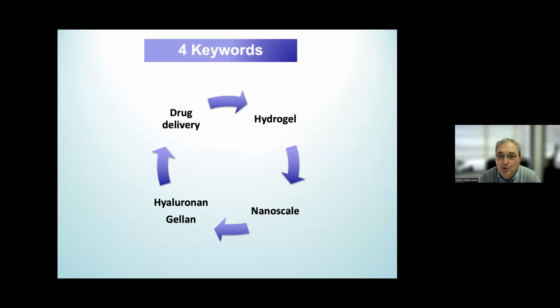And I would like to show you that it's possible to merge 4 keywords in order to obtain useful devices for drug delivery. The 4 keywords are hydrogels, of course, nanoscale, and polysaccharides, in particular hyaluronan and gellan, that are the 2 polysaccharides that I use in my lab to set up different systems, not only for drug delivery, but also for tissue engineering applications. But this is another story. And they can be merged to obtain a very versatile and efficient system.